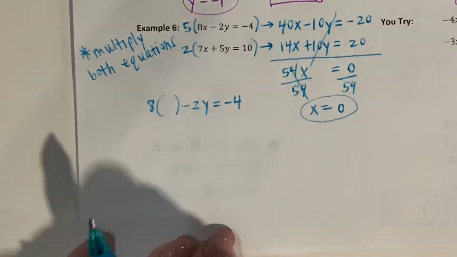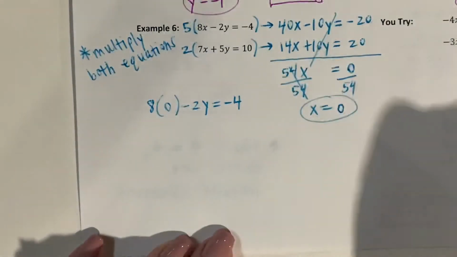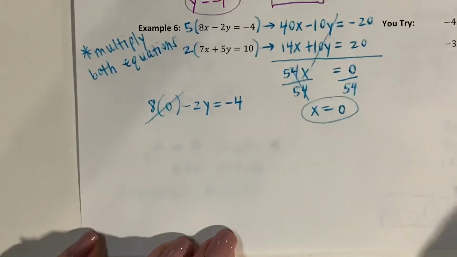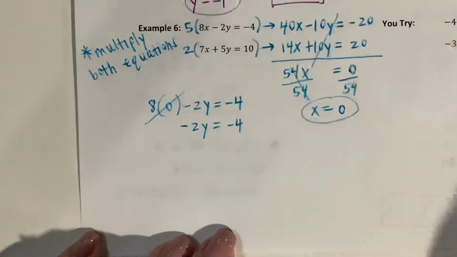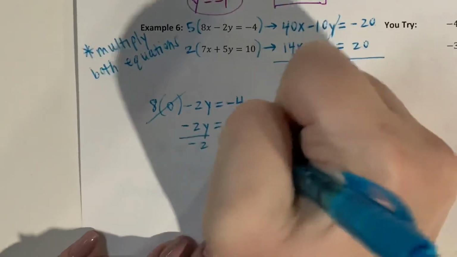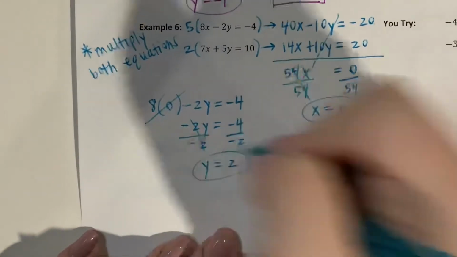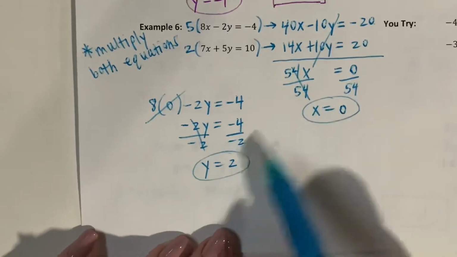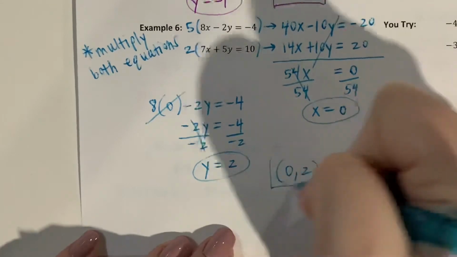So I wrote my top equation, but I left a space to plug in what x is. x is 0. Well, 8 times 0 is just 0. I'm left with negative 2y equals negative 4. My last step to get y by itself is to divide by negative 2. And I get that y equals 2. So now I have my solution, x comma y, or 0 comma 2.